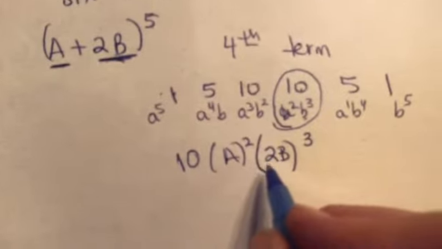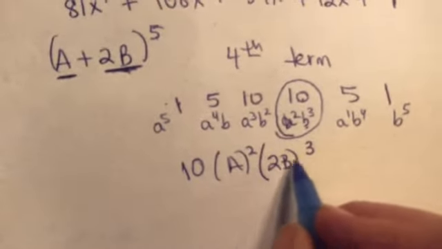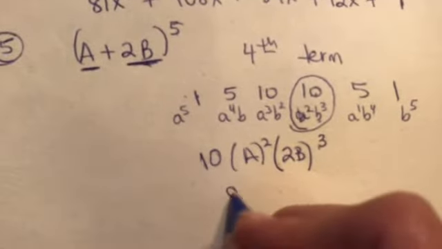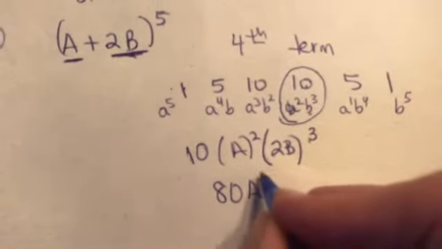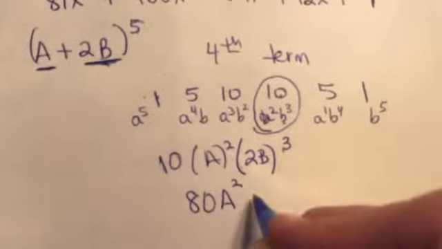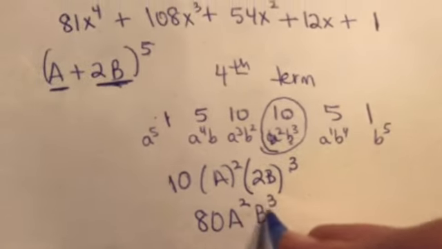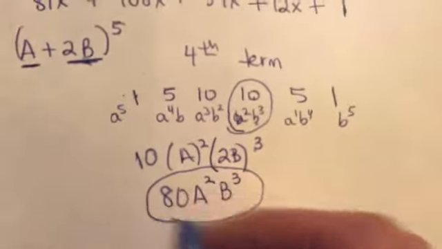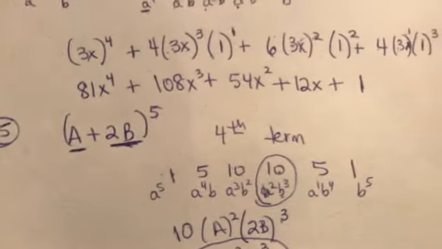So remember, exponents first. So 2 to the 3rd is 8, and 8 times 10 is 80. So I'm going to get 80 a to the second, b to the third. And notice those do add up to 5. So there you go. That right there would be my fourth term.